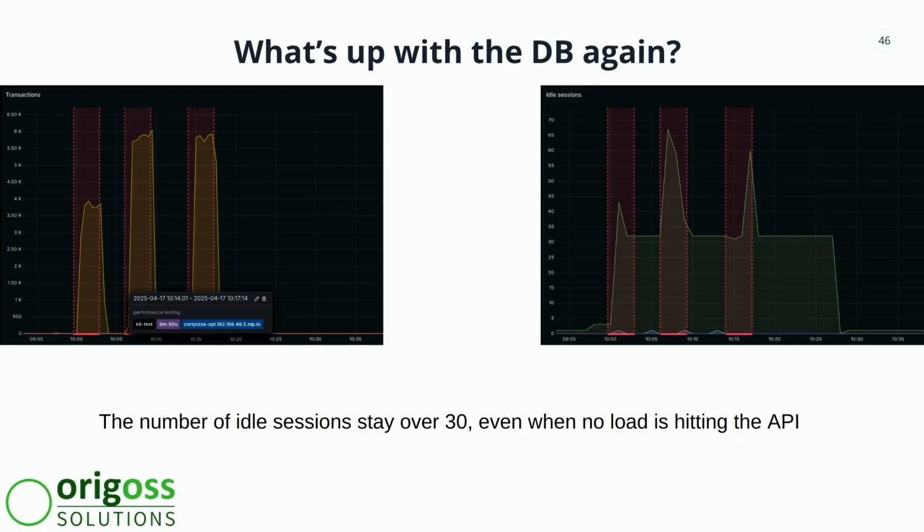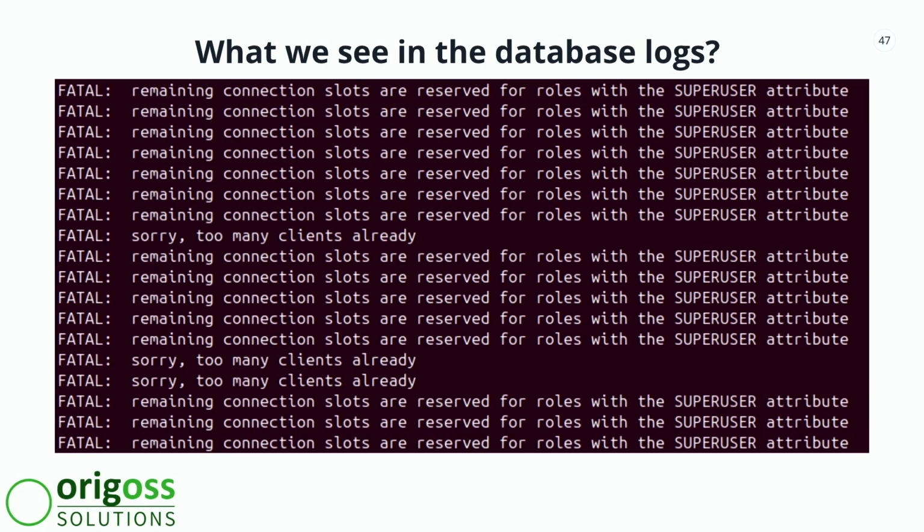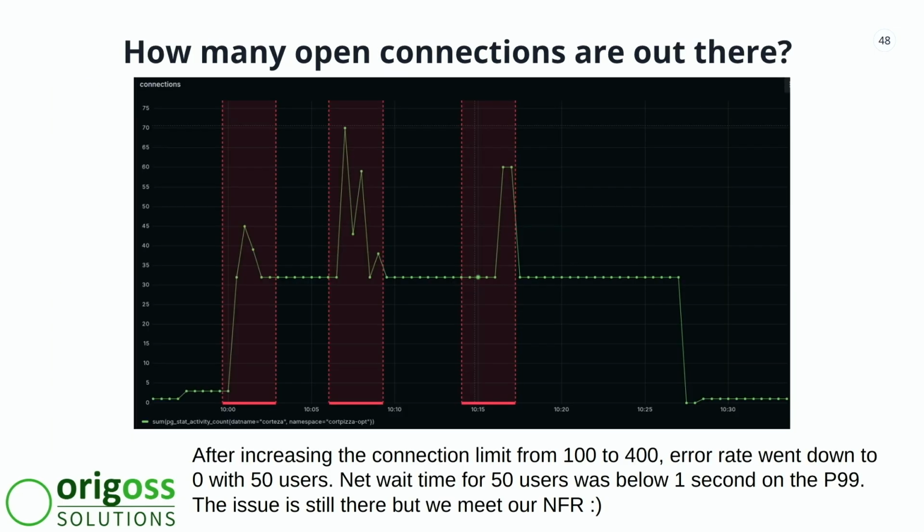So I went on and checked what's up with the database, and I found this fancy log message: remaining connection slots are reserved for roles with the superuser attribute. I checked how many connections are being used, and the peak is at around 70 when the test is running. So I went on and fixed the issue. Well, I didn't fix the issue, but I changed the infrastructure to allow 400 connections instead of the default 100.